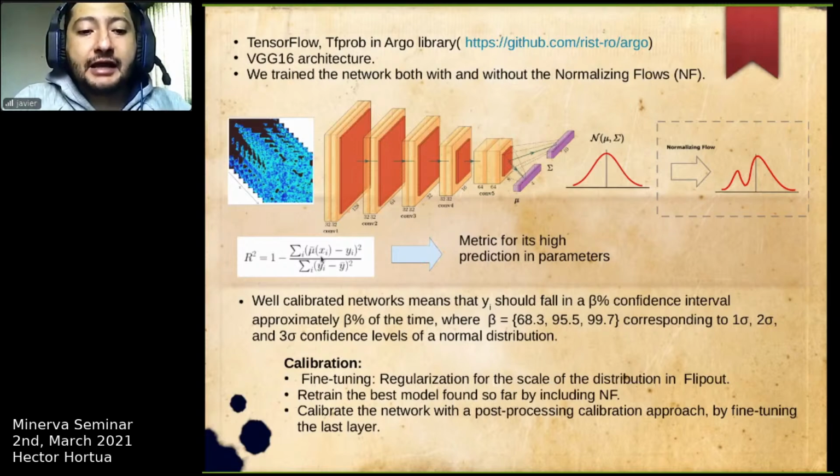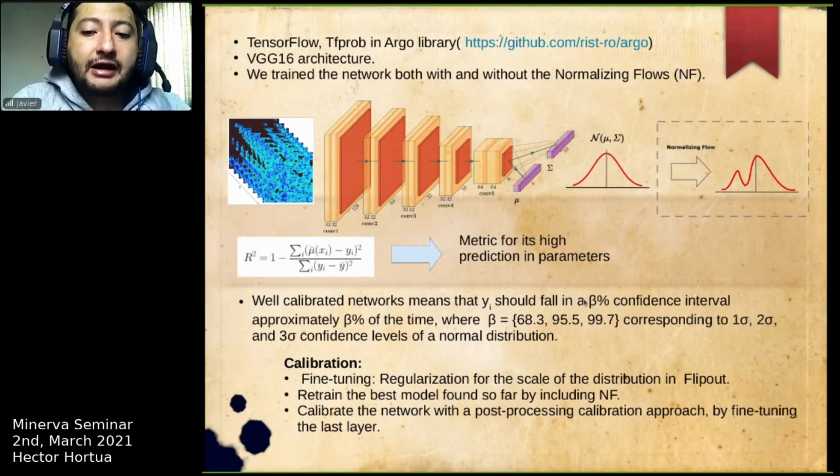Then the metrics that I use in order to assess the performance of the network are the R2, which corresponds to how precise our predictions of the cosmological parameters are, but also, as I mentioned before, I need to take into account the reliability of the uncertainty. So in this case, I need to determine how well calibrated our network is. What I did was to compute the confidence interval, which basically is defined by the values of the predicted values.